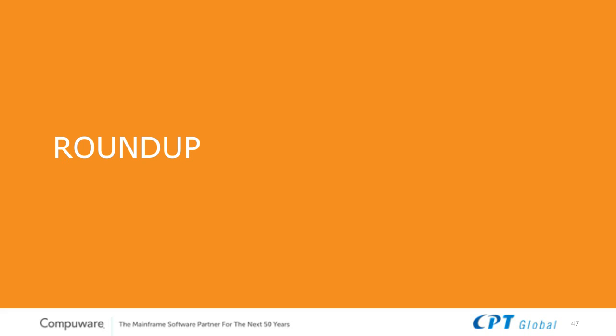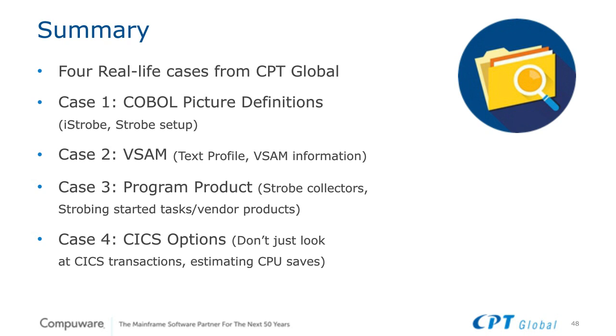So let's round up what we've talked about in the last 35 minutes or so. These have been 4 real-life cases. We're not here telling you what you should do. We're telling you what we've actually done in the field with real-life cases. The first one was COBOL picture definitions. It was an example of using iStrobe and doing Strobe setup for batch.